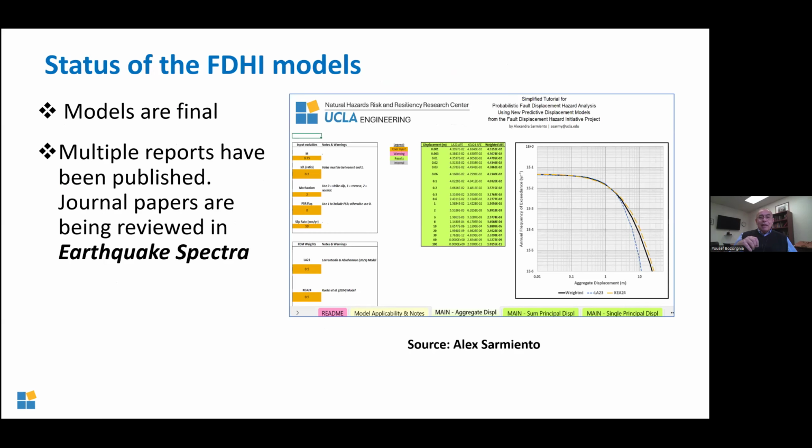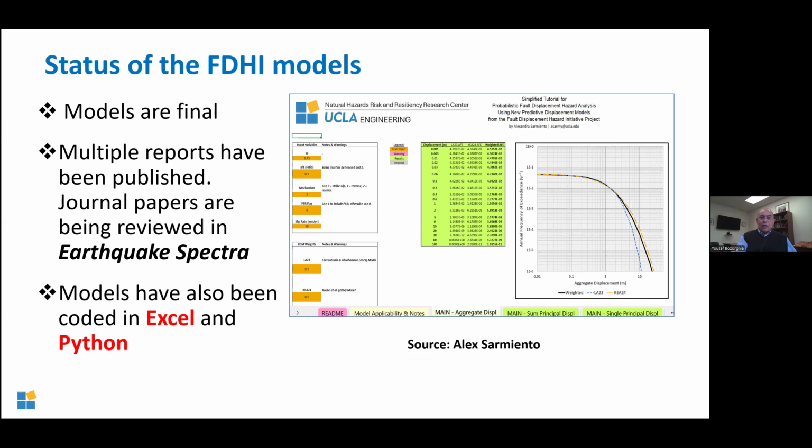The status of the models is that the models are final. We went through multiple iterations. The modelers' teams corrected and updated their models. The models are final. Multiple reports have already been published. Multiple journal papers have already been submitted, and they are going through the review process. In fact, a few of them have already been published online in the journal Earthquake Spectra, EERI Earthquake Spectra. And also the models have been coded in Excel and Python, and Alex on Friday is going to show you the coded version of the models so that you don't have to code it yourself, because they are a little bit complicated models.